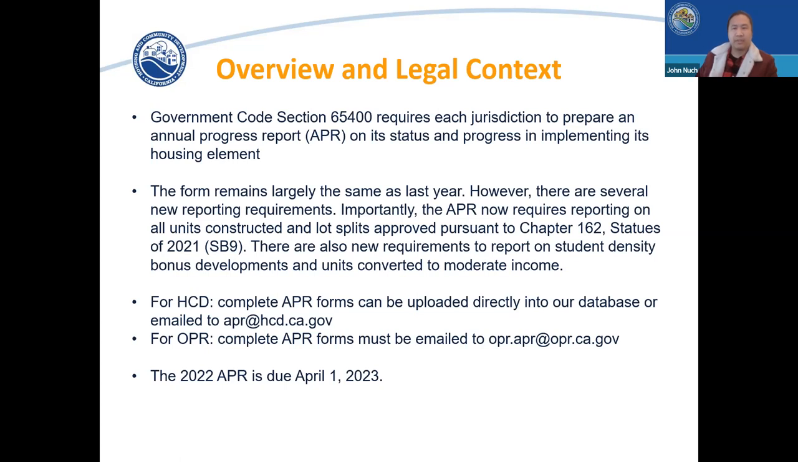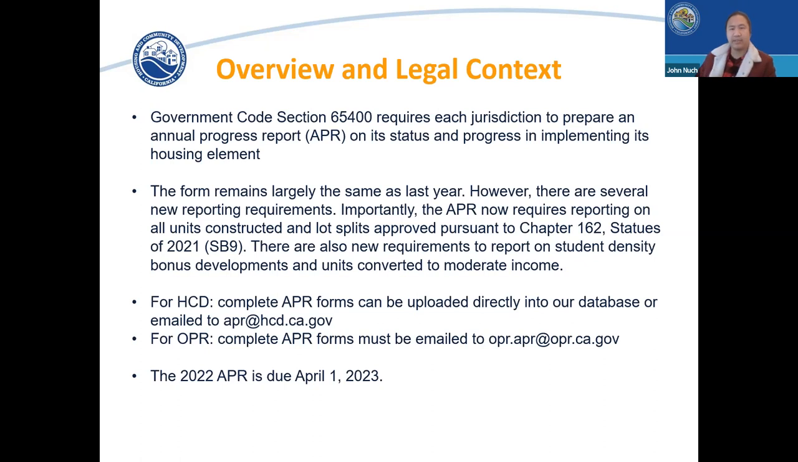For the 2022 APR form, the format of the form has not changed from the 2021 APR form, but there are several new requirements which we'll go over. Like last year, you can upload the completed form directly to our database or email it to us at apr@hcd.ca.gov. If you need your jurisdiction's username and password combination, it should be the same as last year. And if you need it again, just email us and we will provide it.